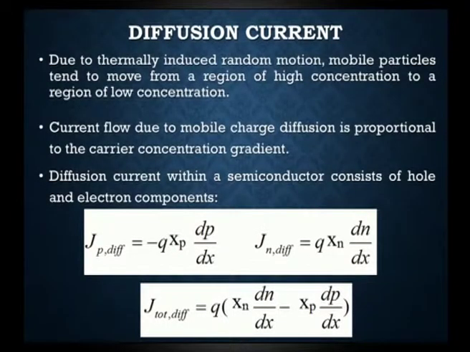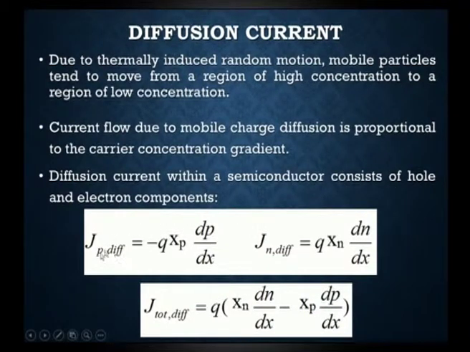Here we consider that, due to thermally induced random motion, mobile particles tend to move from a region of higher concentration to a region of lower concentration. This current flow due to mobile charge diffusion is proportional to the carrier concentration gradient. So the carrier concentration gradient is proportional to the mobile charge diffusion. The diffusion current within a semiconductor consists of hole as well as electron current components within it.